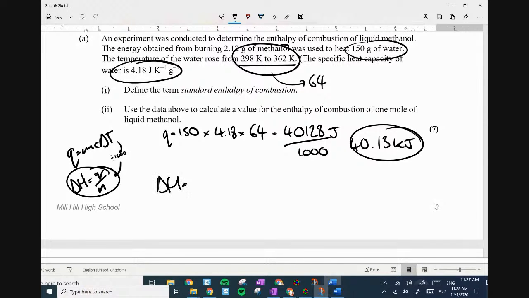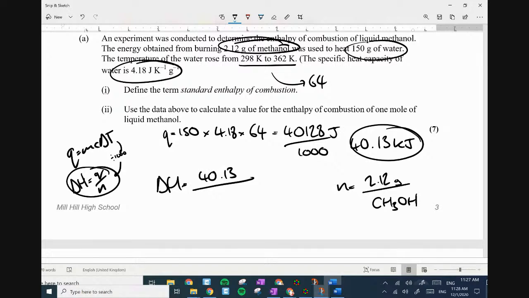Now, going into this bit. So delta H equals 40.13 over the moles we burnt of methanol. Right, number of moles is grams over Mr, 2.12 grams over methanol. What does methanol weigh? Well, I've got 12.0 plus 12 plus 3 plus 16 plus 1. And everyone's going to make a mistake because, of course, it's 32.0. If you forget it, you lose one. 2.12 divided by 32 gives me number of moles, 0.06625.